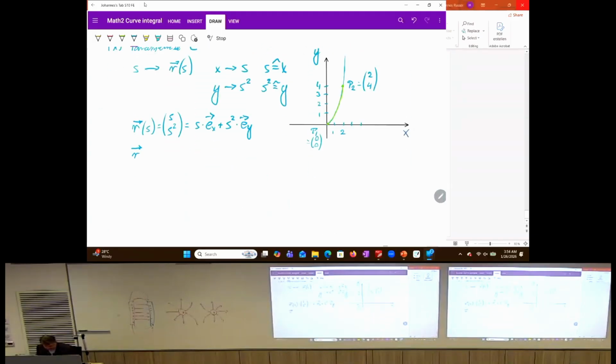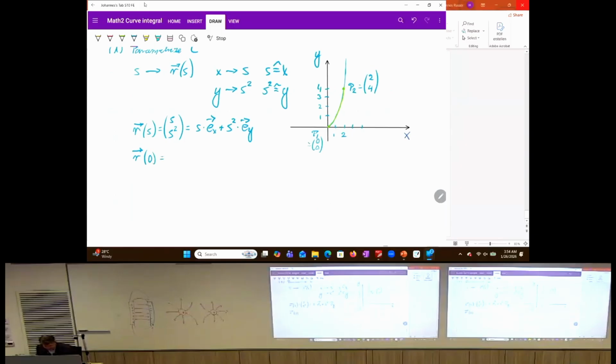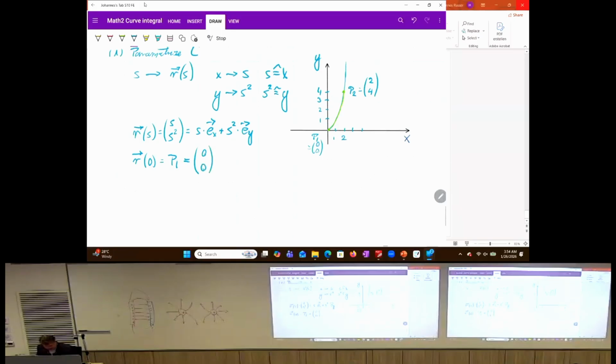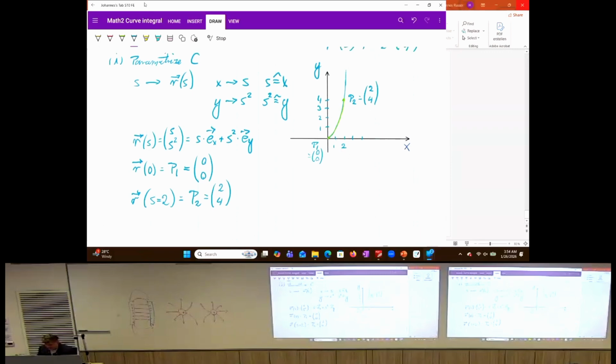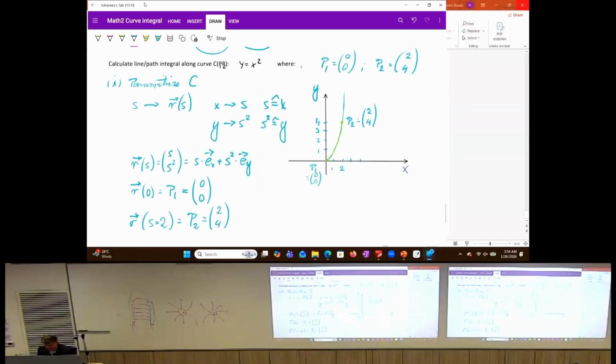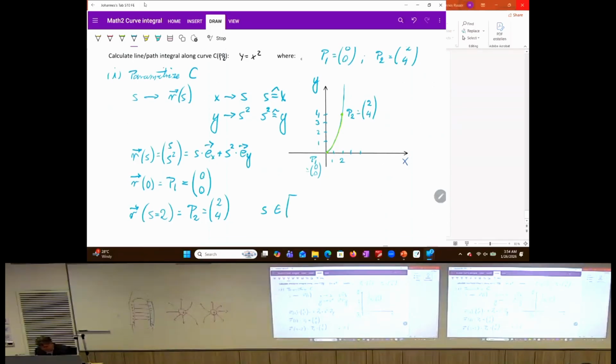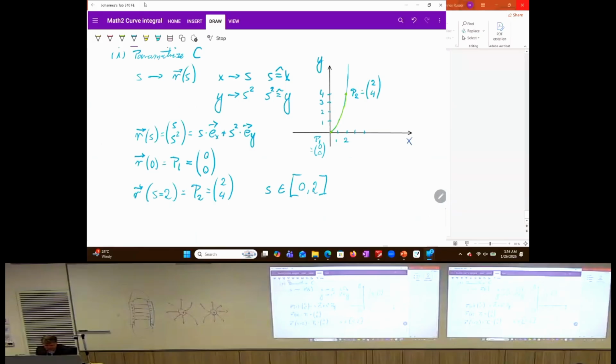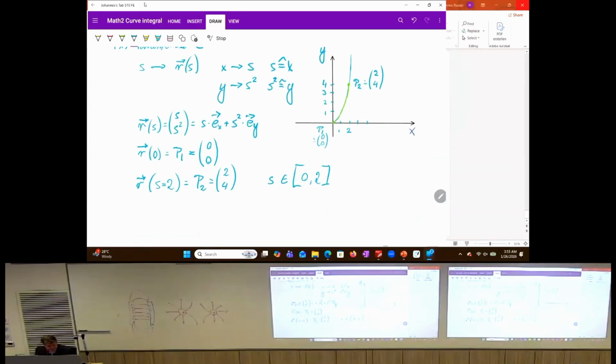Starting point is R0. That's our point P1, and the coordinates are 0, 0. And the endpoint is R of S equal 2. That's our point P2. Coordinates are 2 and 4. So if you look at this curve and how it is defined, y is equal to x squared, and if we look at the endpoint, that means for our parameterized curve S runs from 0 to 2. This is the first step. That was the parameterization of the curve.